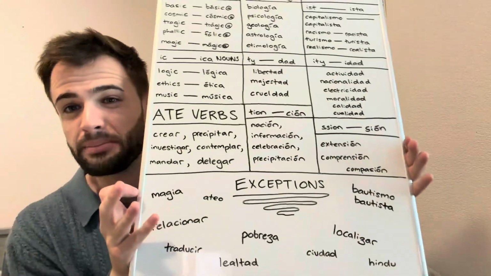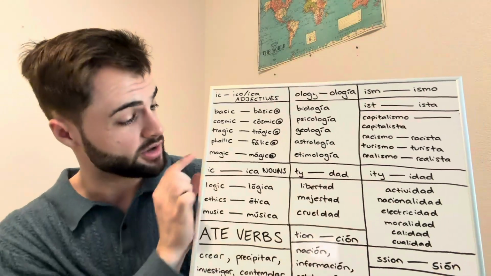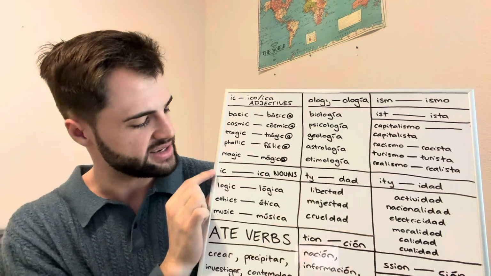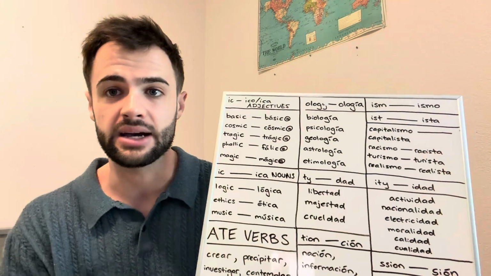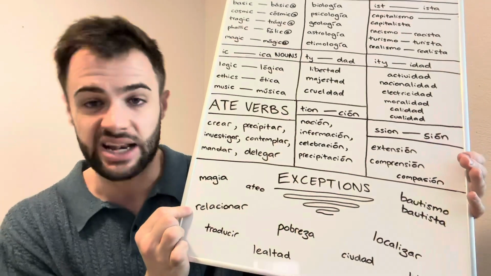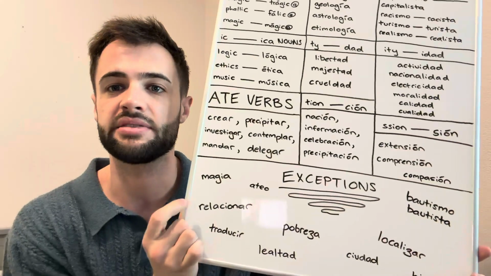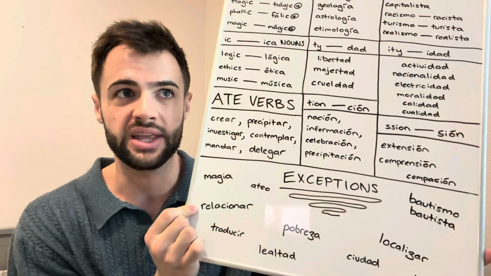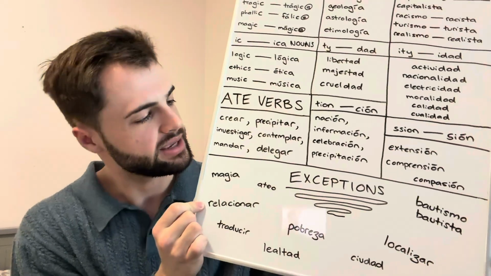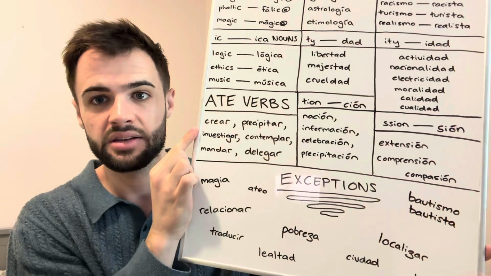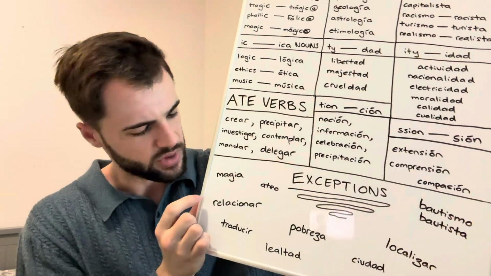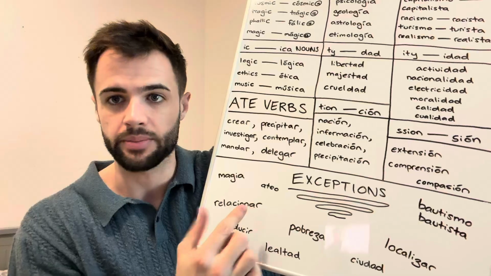It's actually magia. And it also doesn't follow the noun rule of IC. It doesn't become mágica. It's actually just magia. Relacionar. This is a verb that means to relate. If the word relate followed this kind of pattern, it would be relar, according to the ATE to AR rule, but it doesn't for whatever reason. It's just relacionar.